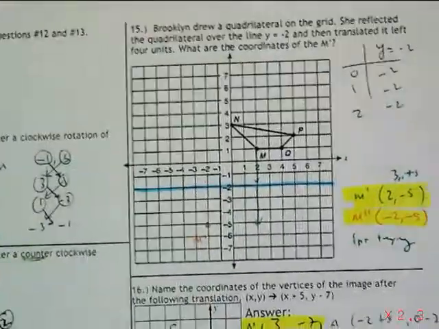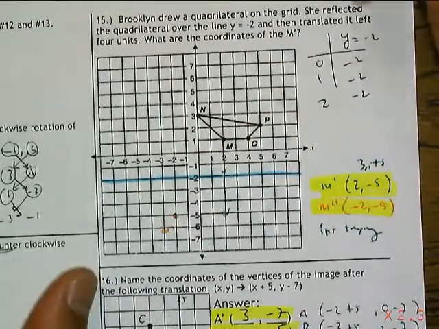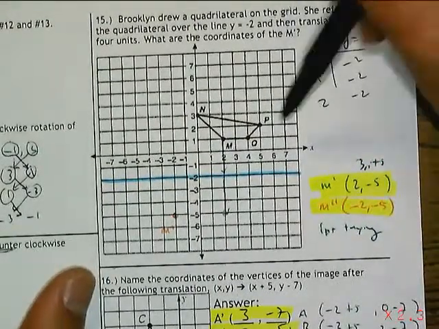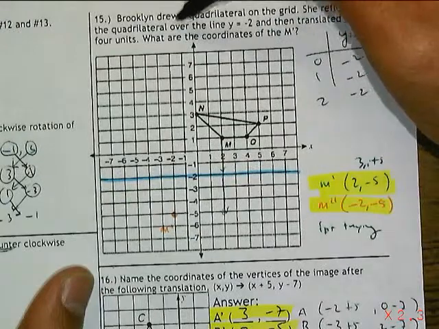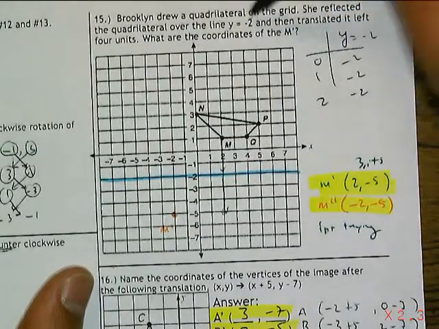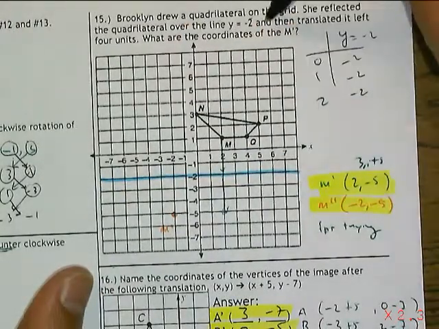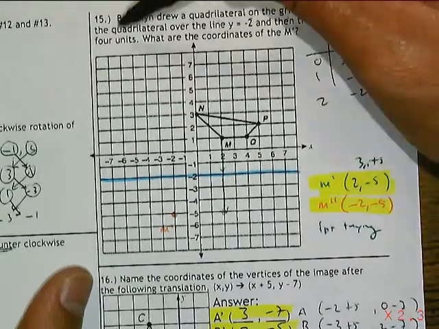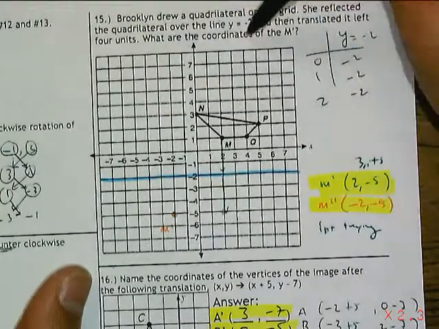Question number 15. Brooklyn drew a quadrilateral on the grid. There it is. She reflected the quadrilateral over the line y equals -2. There it is in blue. And then translated it left 4 units. What are the coordinates of M prime?